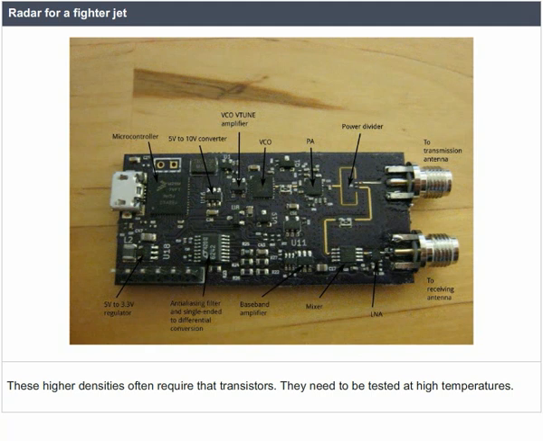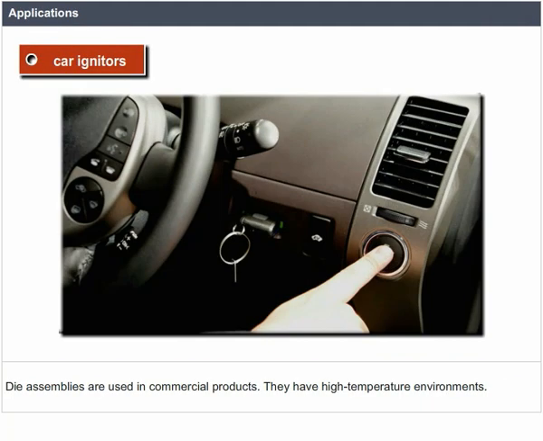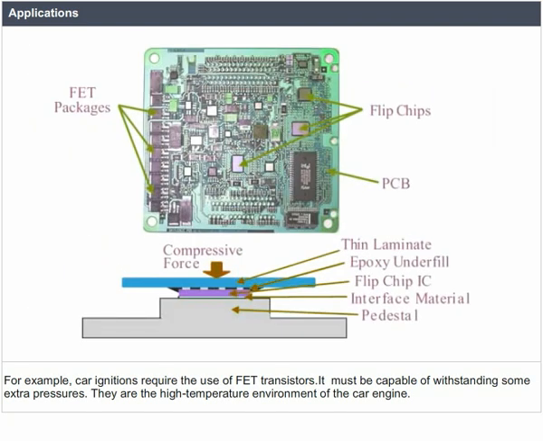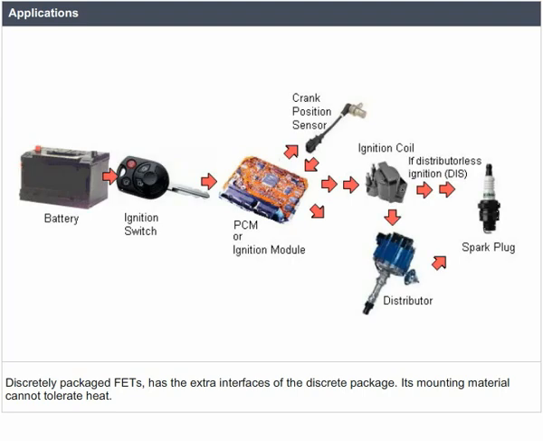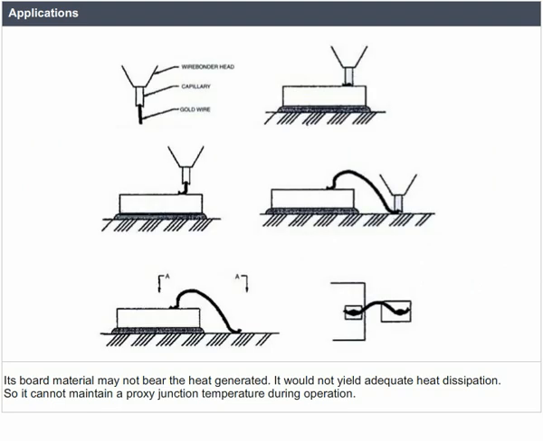Die assemblies are also used in commercial products that have high temperature environments. For example, car ignitions require the use of FET transistors capable of withstanding extra pressures in the high temperature environment of the car engine. Discretely packaged FETs have the extra interfaces of the discrete package. Its mounting material cannot tolerate heat, and its board material may not bear the heat generated. It would not yield adequate heat dissipation, so it cannot maintain a proper junction temperature during operation.